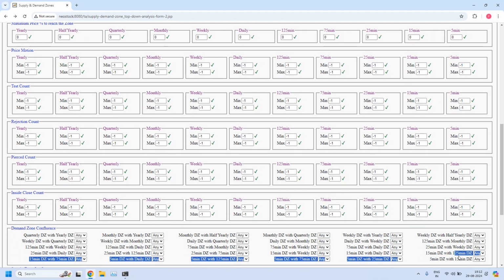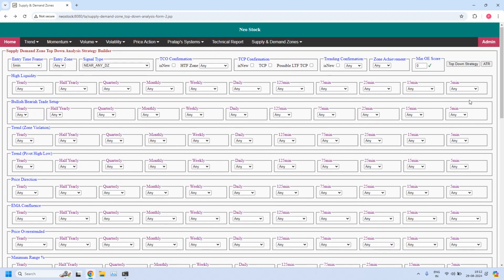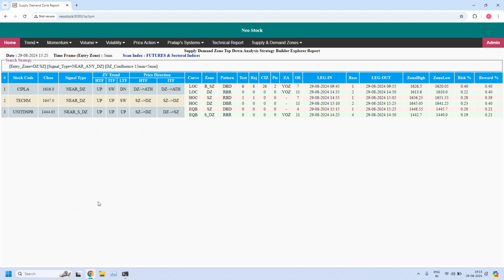So 5 minutes and 15 minutes demand zone, I enable the filter. Now let's verify. So 3 stocks are filtered. These 3 stocks have 5 minutes and 15 minutes zone confluence.